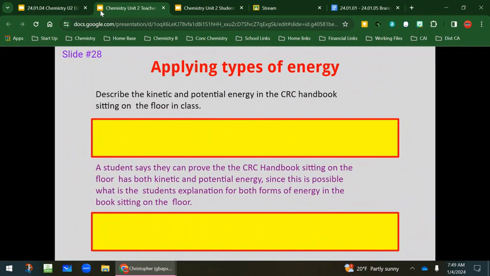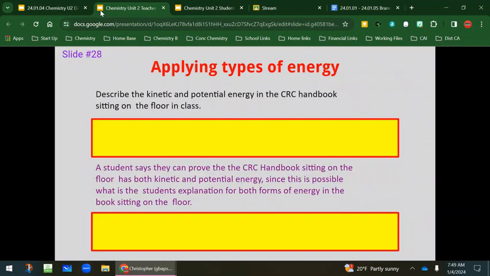Our famous CRC handbook, ladies and gentlemen. These ones that you like to drop on each other yesterday. That did really break my head.